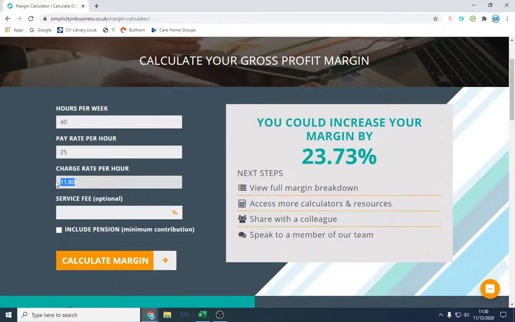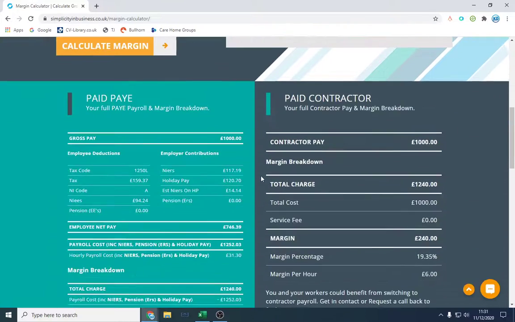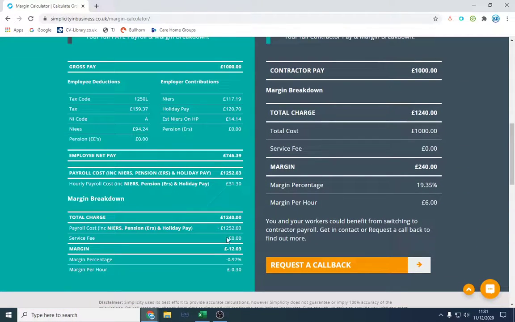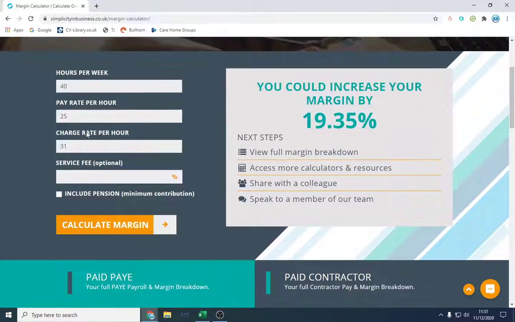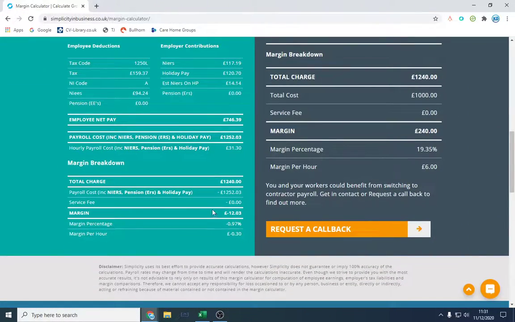So if we work out, let's say we're going to be charging £31, let's look at our margin off of this. So 19% probably won't make too much. Actually, you're going to make a loss. So if a nurse is being paid £25 an hour, £31 is too low. So a £6 margin would actually leave you at a loss.